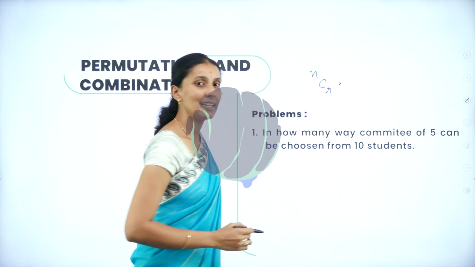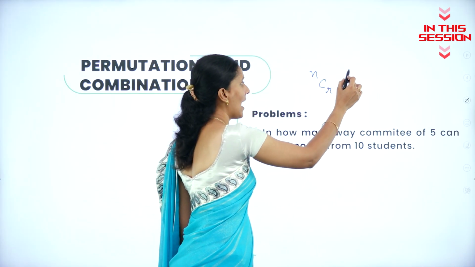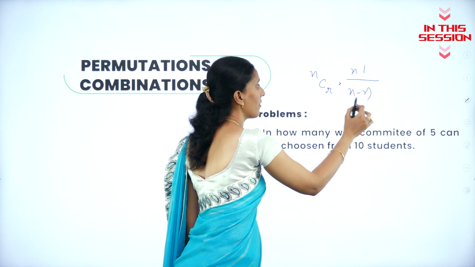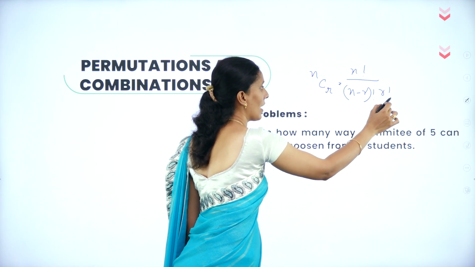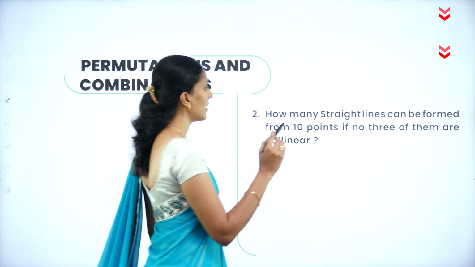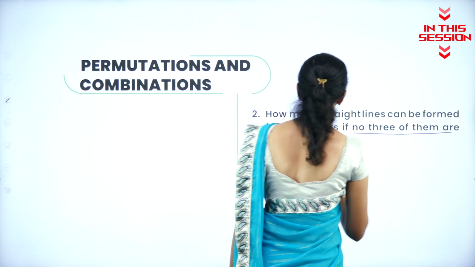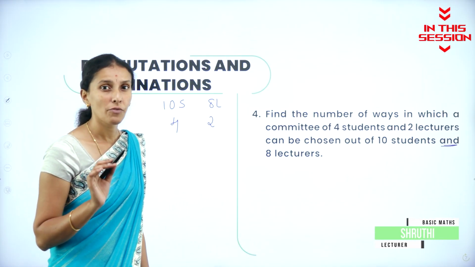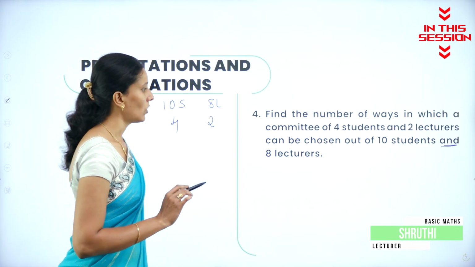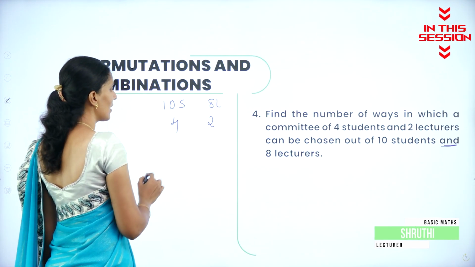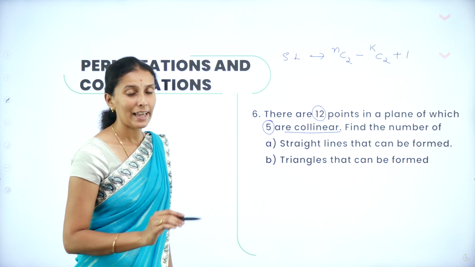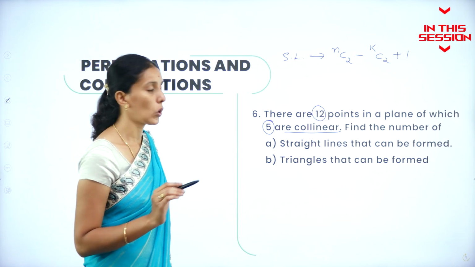What is nCr? nCr is n factorial divided by (n minus r) factorial into r factorial. So remember this: no three of them are collinear means my formula is different. The word "and" represents multiplication. So how can you write this in terms of combination? n represents the total number of points and k represents the number of points which are collinear.